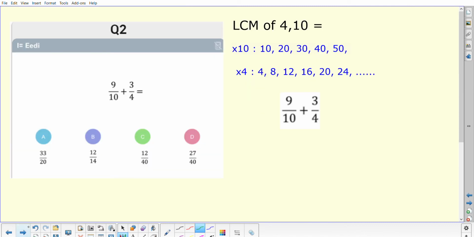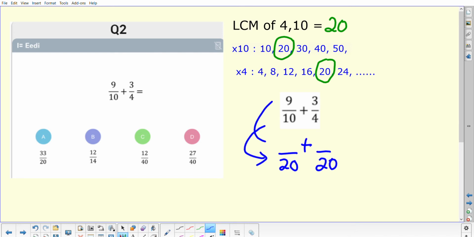In the second one, we were adding 9/10 and 3 over 4. So here you needed to look at your 10 times table and your 4 times table, and the first number that's in both those times tables would be 20. So that tells you your lowest common multiple of 4 and 10 is going to be 20. So we're going to change the fractions, make the bottom number 20 in each of them. And if we're doing that, remember what you're looking for is what you're doing to the 10 to change it into 20. You are timesing by 2.